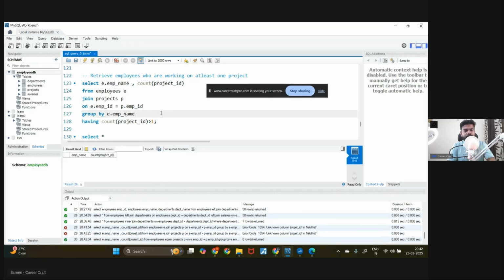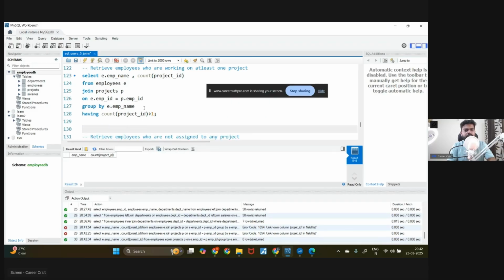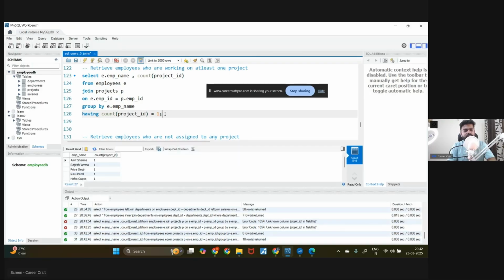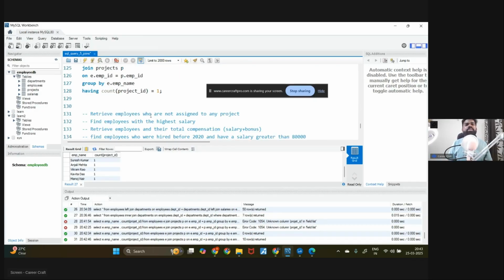Okay, but you are not getting any information. Is equals to one. Let me see. Okay, so everyone has one, right? So everyone has only one project, I guess. That's the reason that you are not getting more than one project. Right. Now, moving ahead, retrieve employees who are not assigned to any project.